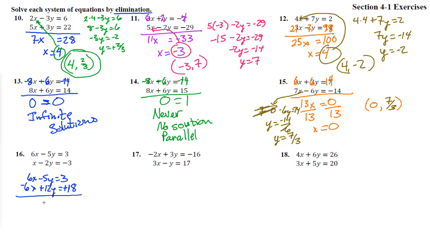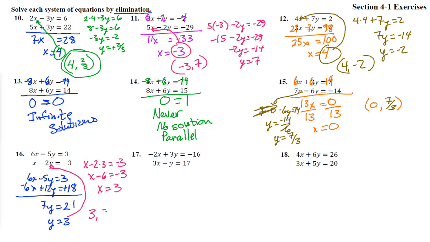Okay, so when we add them, we now have 7y equals 21. Divide by 7, we get y equals 3. So now we're going to substitute that y equals 3 straight up into one of these. Doesn't matter which one. Should give us the same answer. So now we have x minus 2 times 3 equals a negative 3. So x minus 6 equals a negative 3. Add 6 to both sides and we get x equals 3.